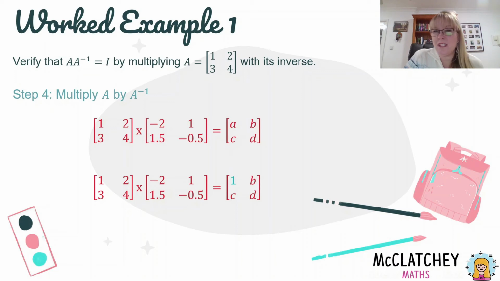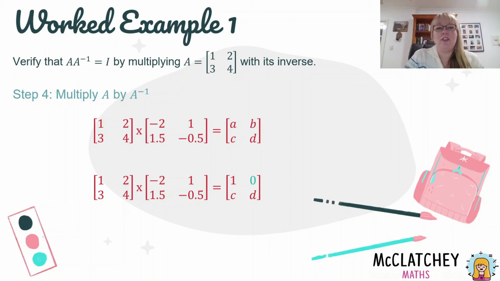I am moving through this quite quickly. You may wish to pause and see if you can practice your product multiplication here and get the right answers. Okay, so that was row 1 times column 1. Let's do row 1 times column 2. 1 times 1 minus 2 times 1/2 gives us 0.